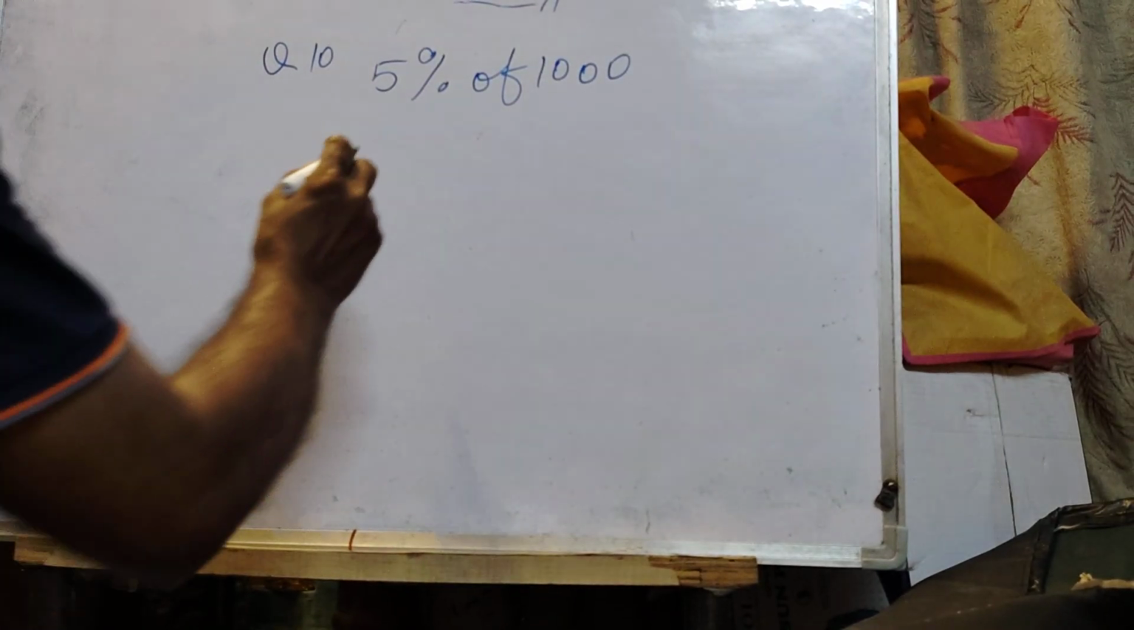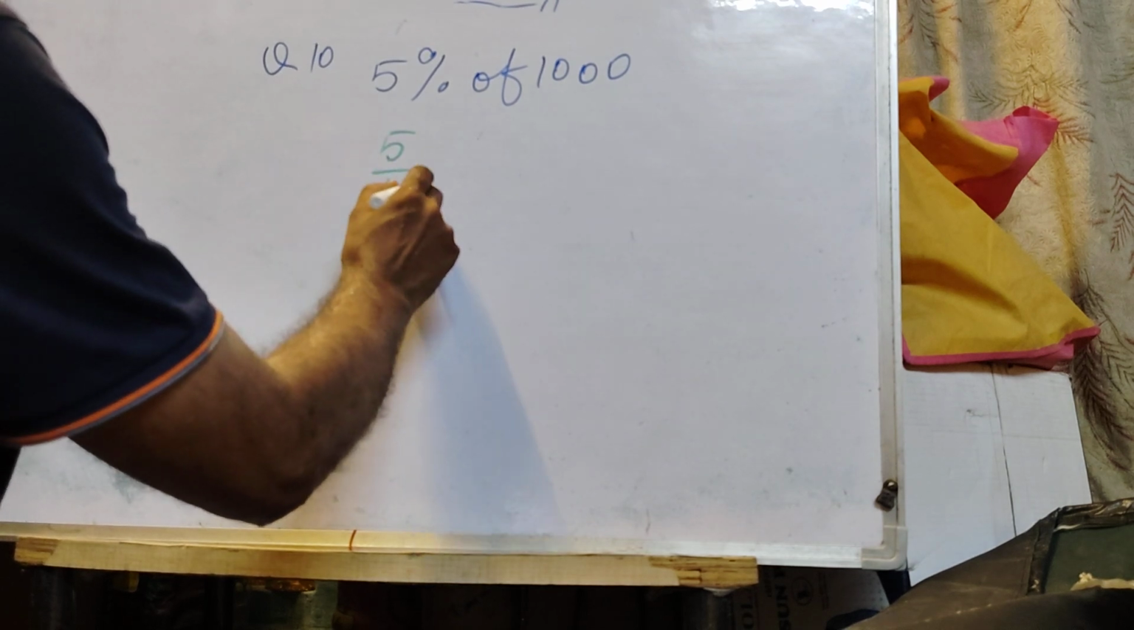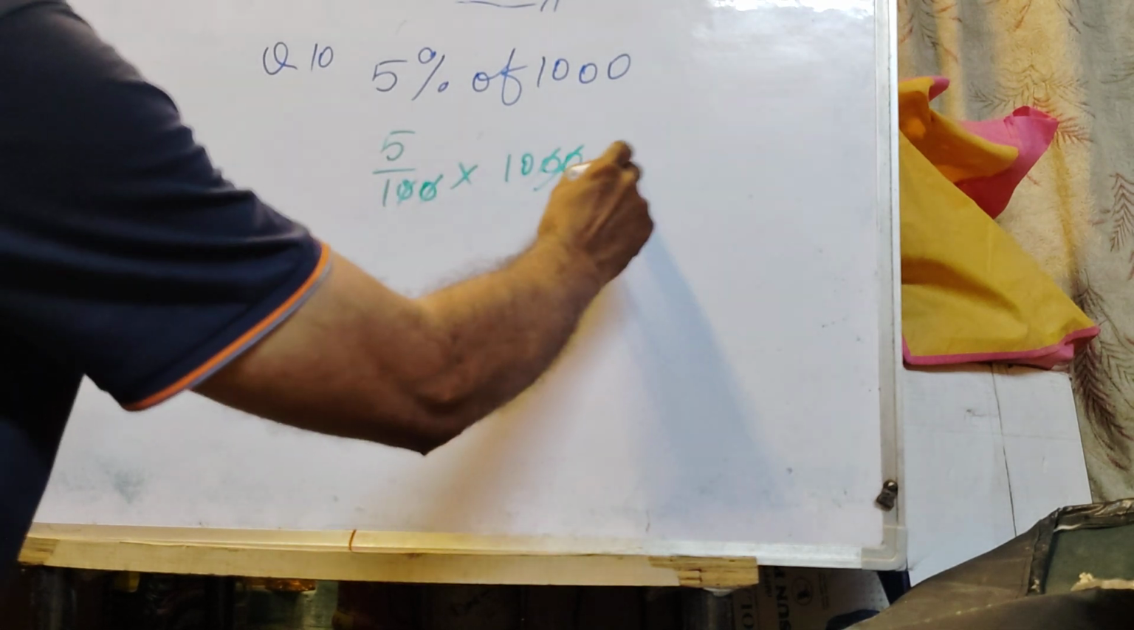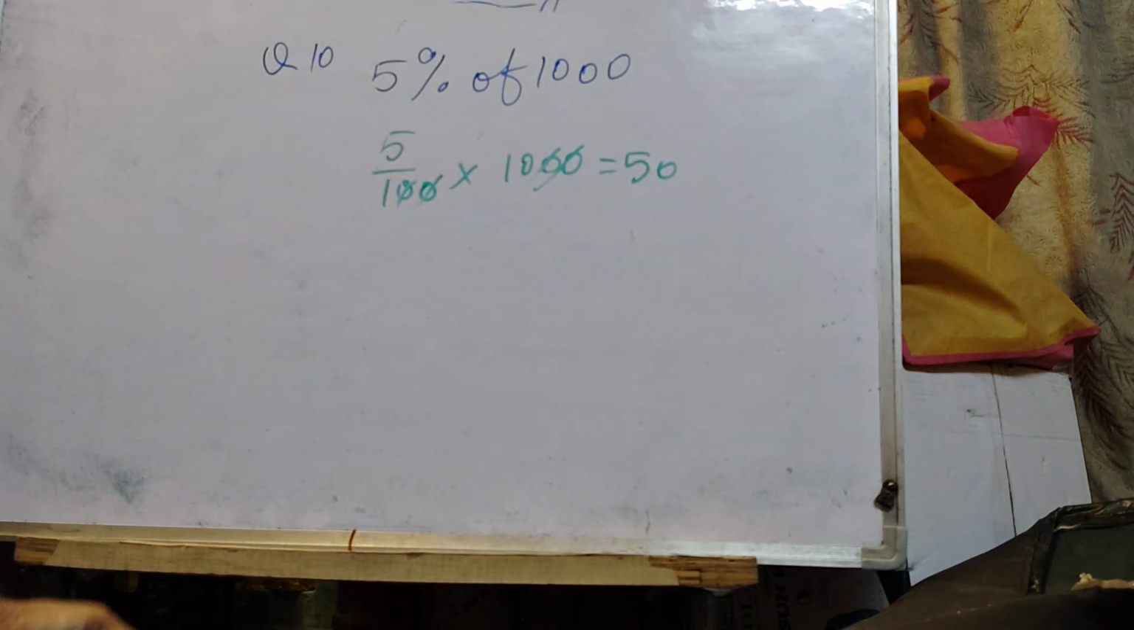The 10th one is 5% of 1000. That is also correct. So we can say 20 cancel 50 is the correct answer. You have done correct, 10th one.